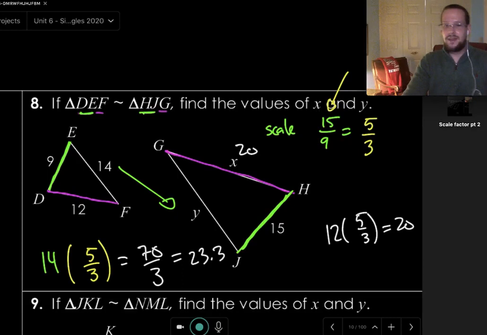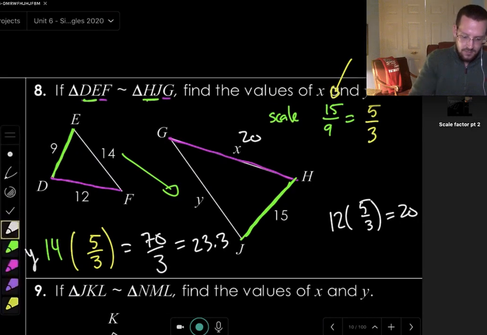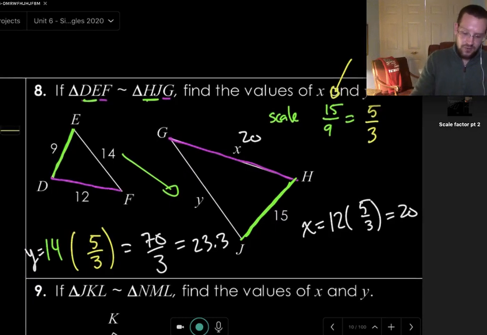$23.3. Got it. Okay, so decimals are back on the table, guys. Sorry, what did I do here? I realized that I needed to make the numbers bigger, right? So this was y, and this is x. I needed to use my scale factor to do so. That meant I had to use a number greater than 1, so I chose 5/3. If I wanted to go the other way and make the number smaller, I could use 3/5. Both of these are the scale factors.